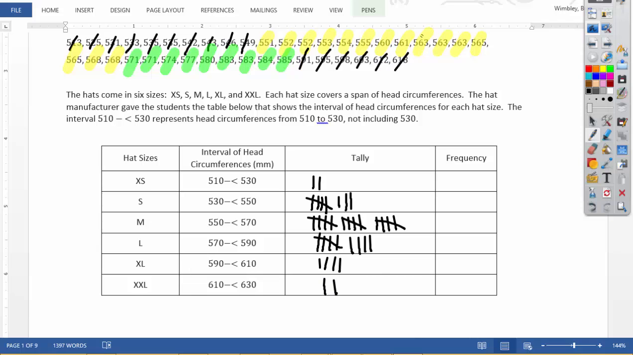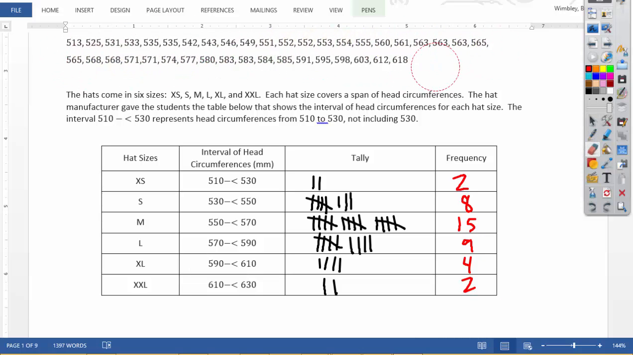Now, what do I do next? What do I do to complete this frequency table? Well, what I do next is I just count up my tallies and write a numerical number. I'm just writing it out as a normal number. And that is our frequency table. So let's continue our problem now using this frequency table that we've constructed.